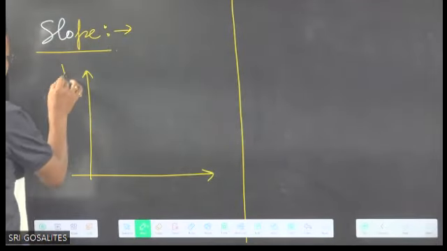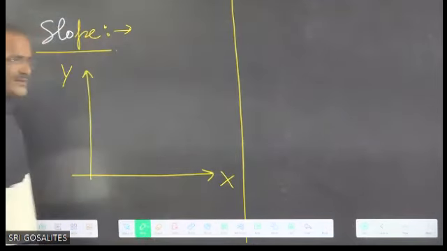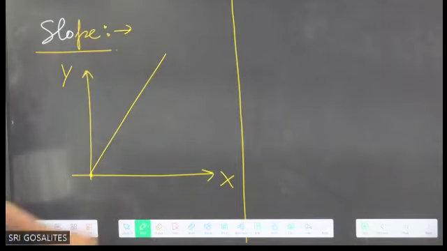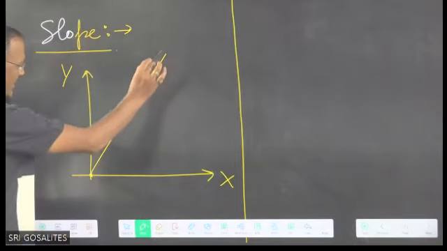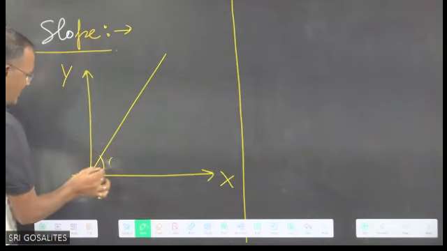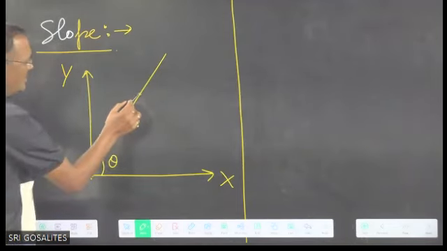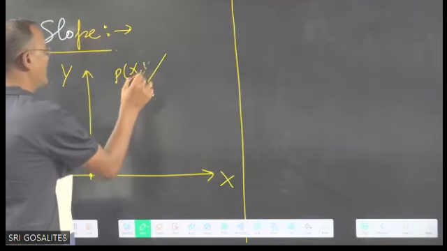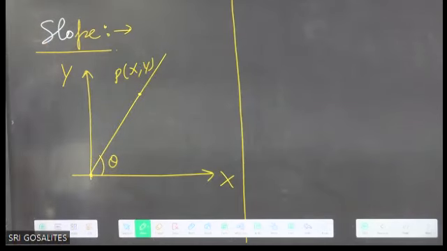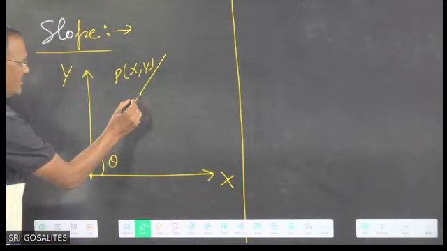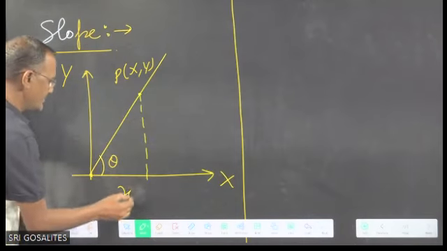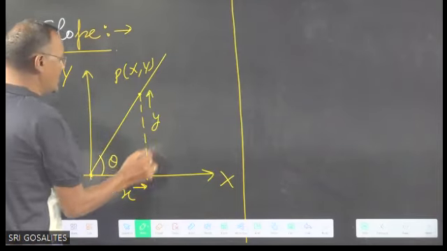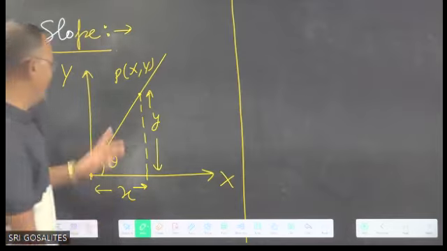See, this is y, this is x. Suppose I have a line like this. This is the line. This angle is theta. So what is the meaning of slope? If I take a point on this line with the coordinates x, y, then this distance is x, and this distance is y. So what will tan theta be here?